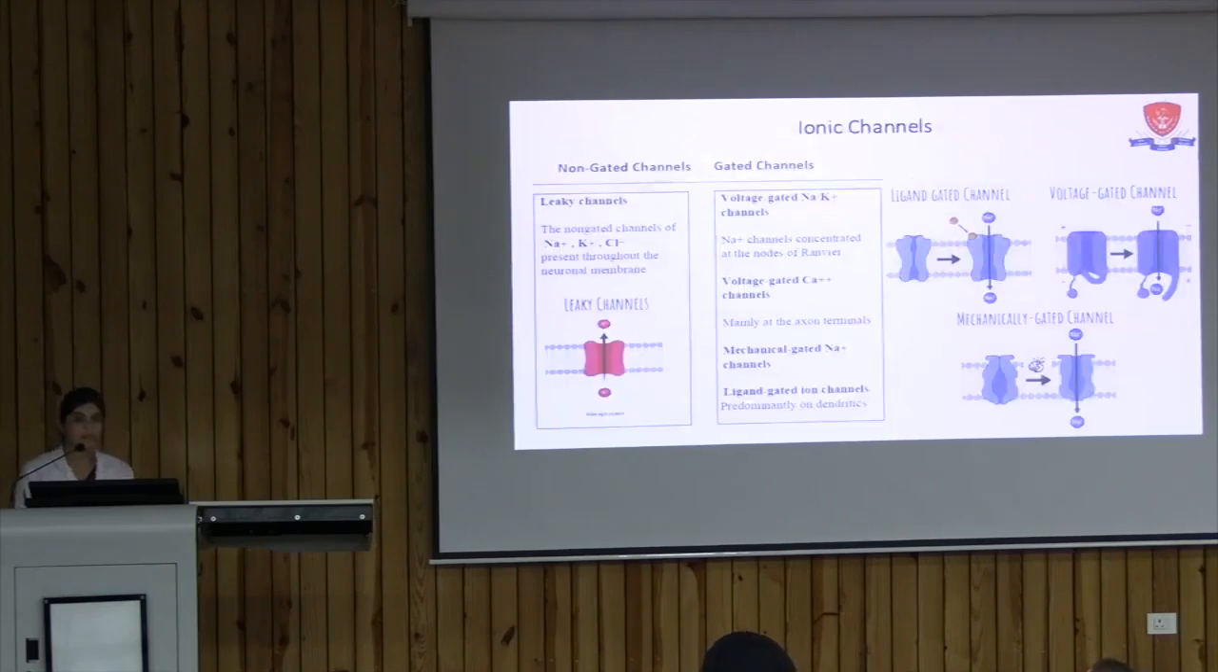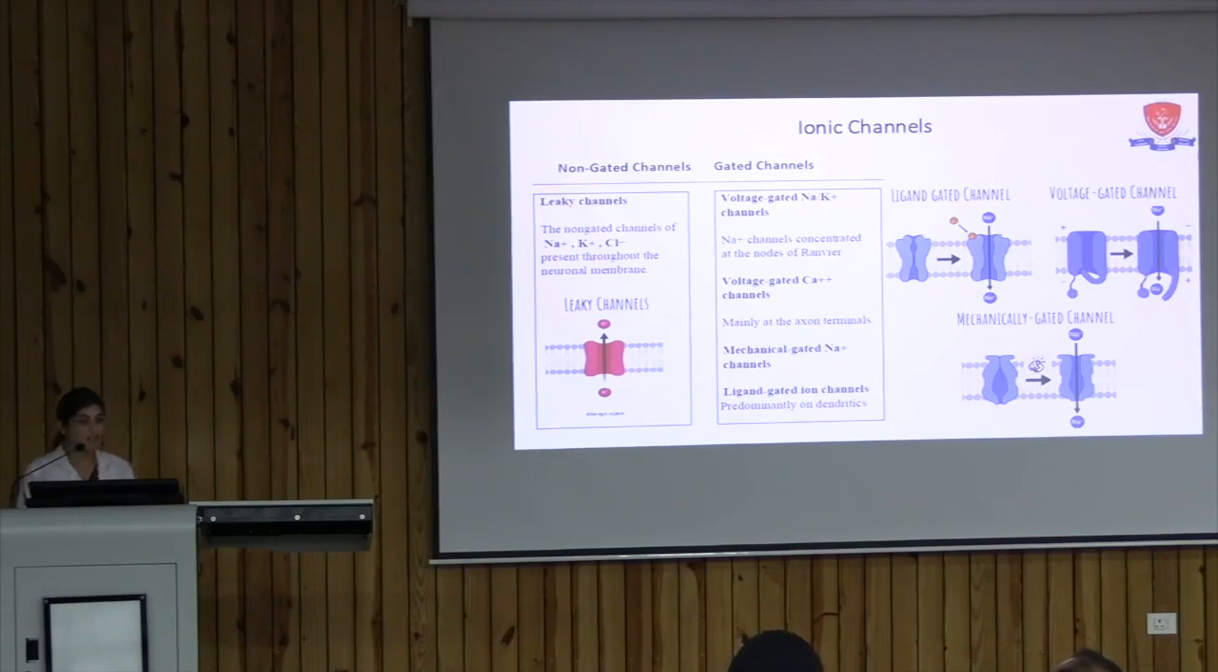Starting with the selective permeability, which is largely attributed to the presence of various ionic channels present throughout. These are twofold, the non-gated and the gated types. The non-gated channels or the leaky channels of sodium, potassium and chloride are present throughout the neuronal membrane. They are responsible for the maintenance of the electrochemical gradient as well as the genesis of local and graded responses.